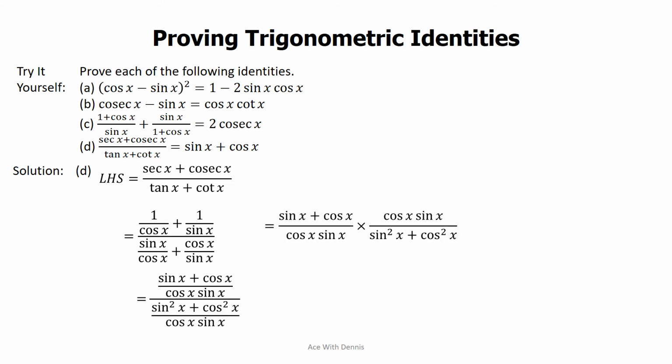Now I break the numerator and the denominator into 2, and from division it becomes multiplication. So (sine x plus cosine x) over cosine x sine x times cosine x sine x over (sine square x plus cosine square x). We can see that we can cancel cosine x sine x, and sine square x plus cosine square x is 1. Therefore, it becomes sine x plus cosine x, which equals the right hand side, and it is proven.